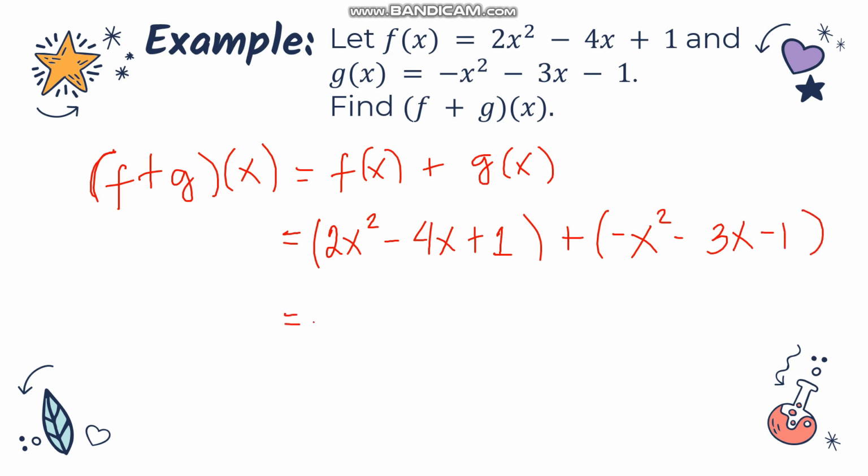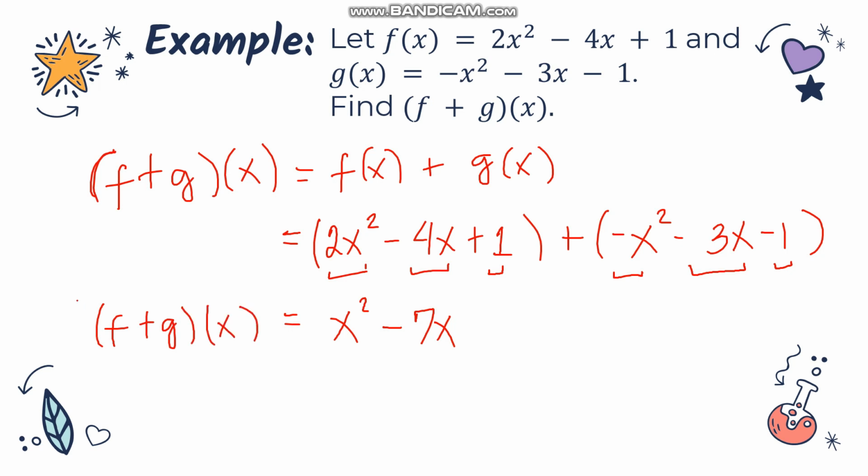Now in adding functions, we have to add terms that are similar. So what are those terms that are similar in the given? So we have 2x squared and negative x squared, so we can add them. So we will get x squared. We can also add negative 4x and negative 3x. So negative 4x plus negative 3x, that will give us negative 7x. And last is we have positive 1 plus negative 1, which is just equal to 0. So that means f plus g of x is equal to x squared minus 7x.